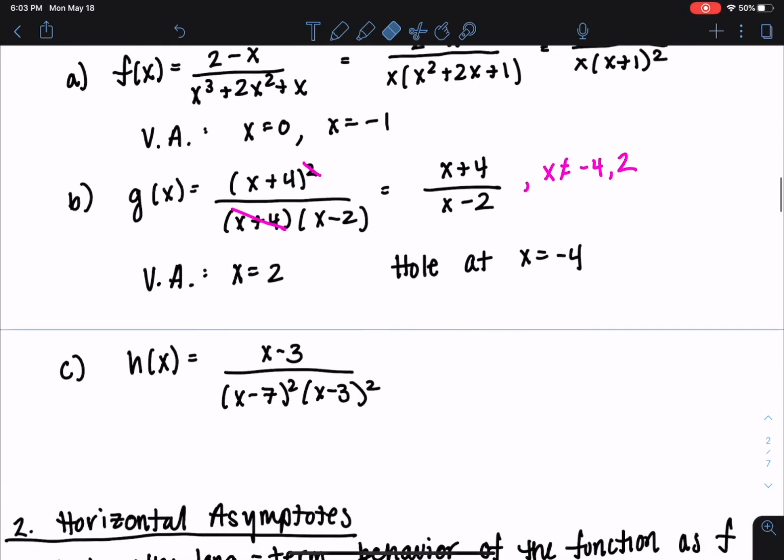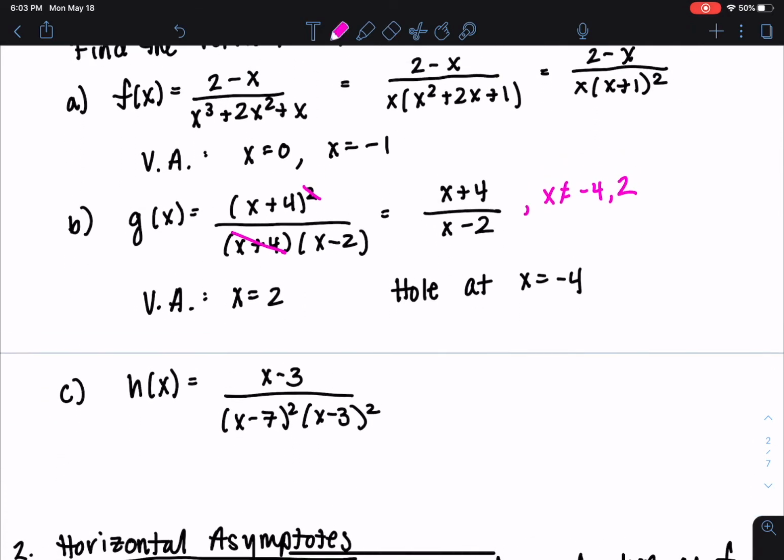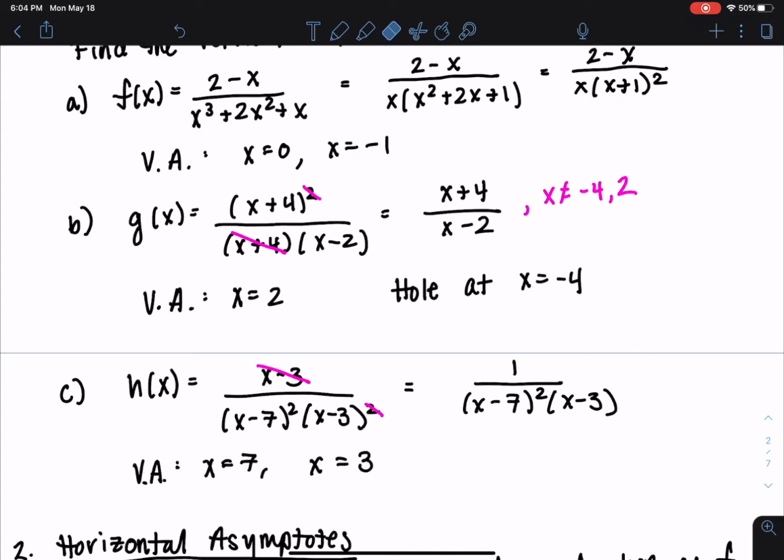Okay. If we look at one more example, same type of thing. Now I've got more factors in the bottom. So one of the x minus 3 cancels in the bottom, and the one from the numerator is completely gone. So we get 1 over x minus 7 squared times x minus 3. So in this case, I've got two problematic points, 7 and 3. So x equals 7 and x equals 3 will be our vertical asymptotes.